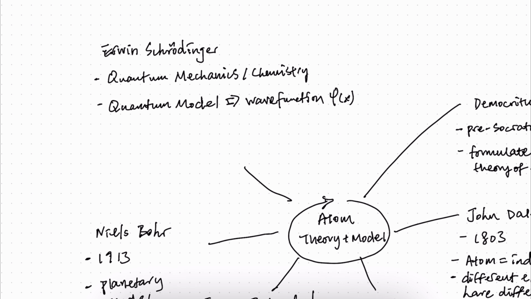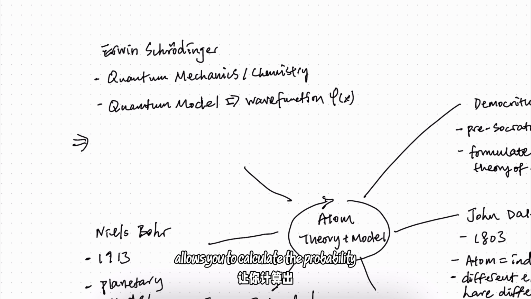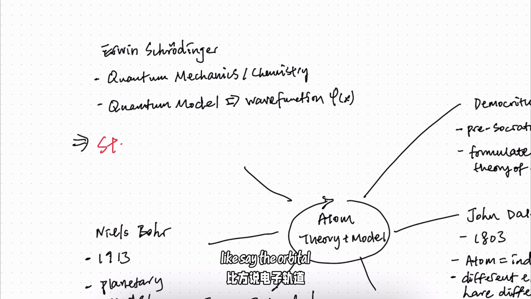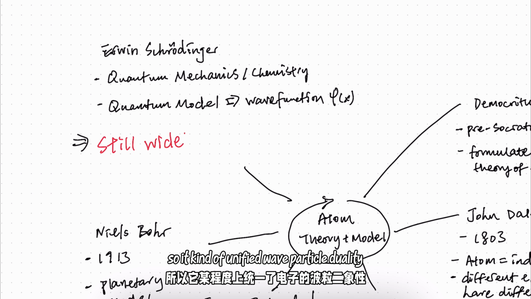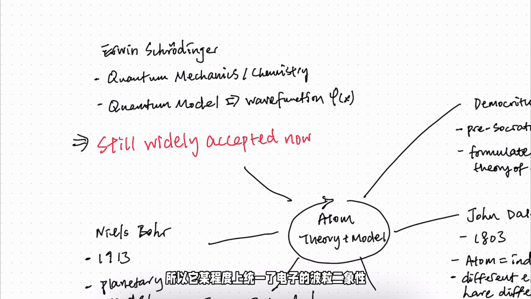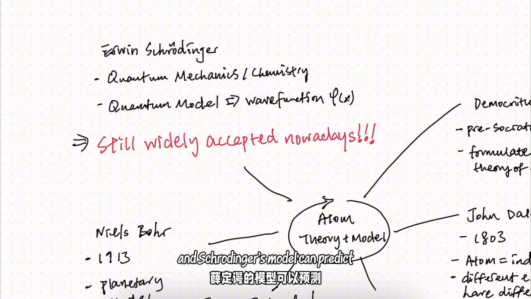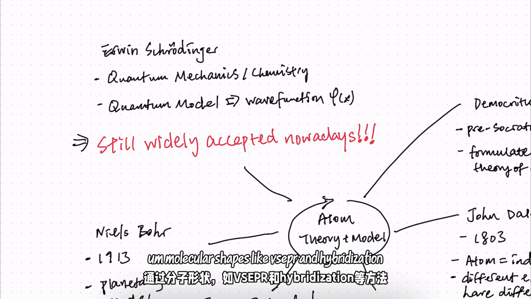The Schrödinger equation allows you to calculate the probability of finding an electron in a region, like say the orbital. So it unified the wave-particle duality of the electron and explains complex atoms, unlike Bohr's hydrogen-only model. And the Schrödinger model can predict chemical bonding using molecular shapes like VSEPR and hybridization.